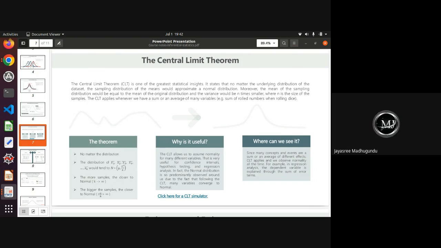Sir, for a bigger sample, the closer to normal? Can you explain once? Okay, sure. Yesterday we took samples of 20, if you remember. We took 4 samples and each sample size was 20. What if you increase the sample size to 30? You'll be approximated to the true mean, right?